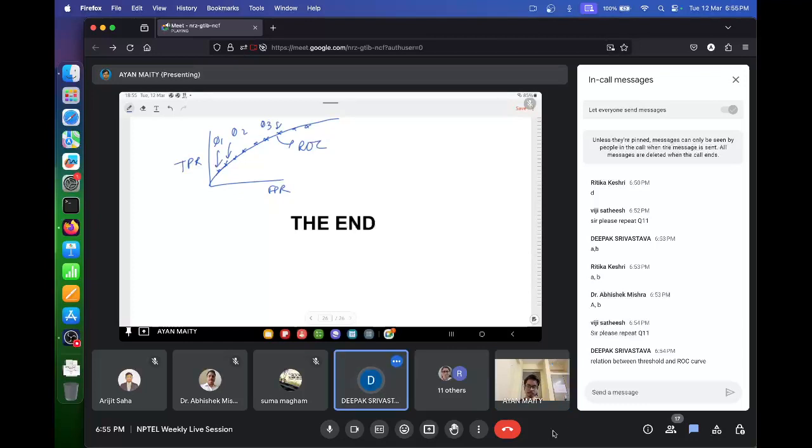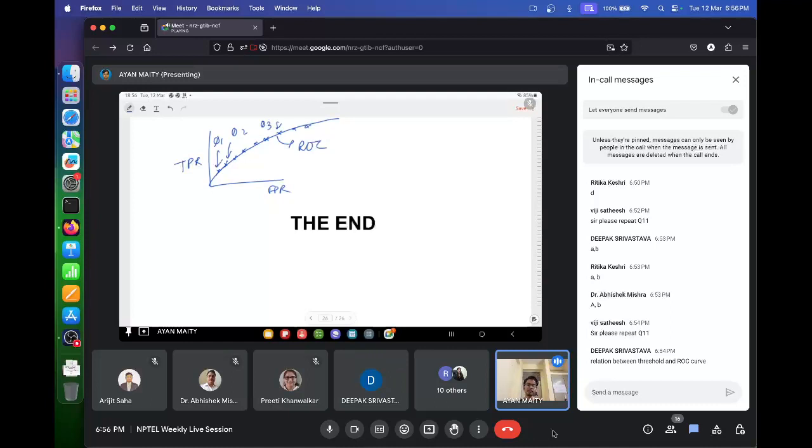Sir, I'm audible. Yes. Is there any means you have told about these values, but for this ROC curve, when theta increases or decreases, is there a universal thing, does it depend upon FPR, TPR?